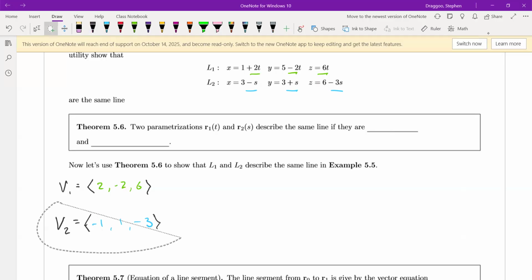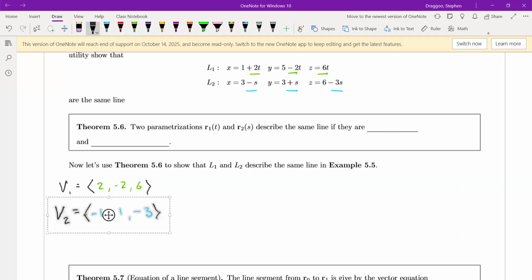And I think I can plainly see that V1 and V2 are parallel vectors. If I just multiply my blue vector by -2, I'll get my green vector. Alternatively, if I take the ratio between each of the three components, I'll get -2: 2 over -1, -2 over +1, 6 over -3. All of those simplify to -2. So I'll claim that those things are parallel.